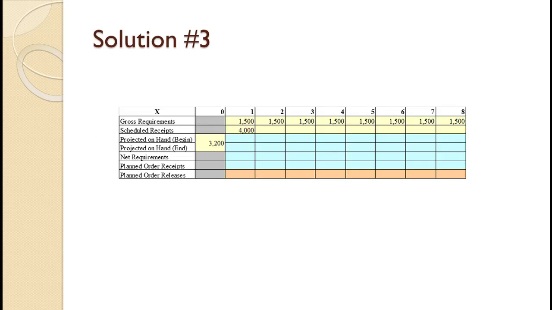The screen shows the planning grid with all the information given in the problem entered into the planning grid. Here we see the information for period 1. 3,200 plus 4,000 gives us beginning inventory of 7,200. That exceeds gross requirements, so no production is required. Ending inventory is 7,200 minus 1,500 equals 5,700.